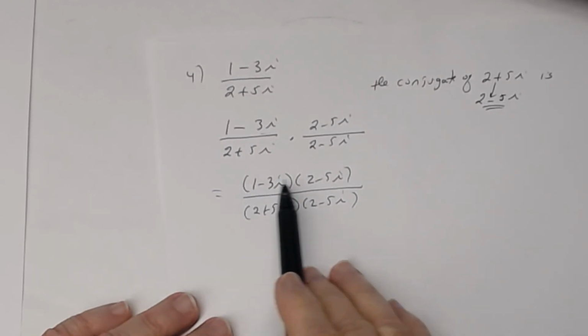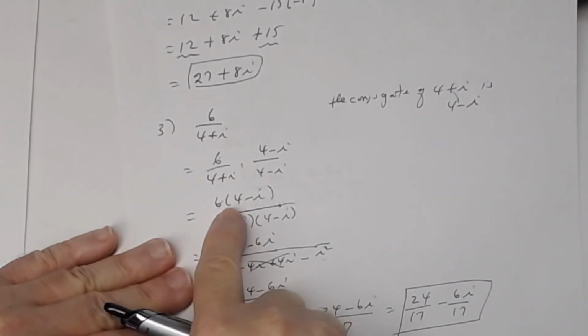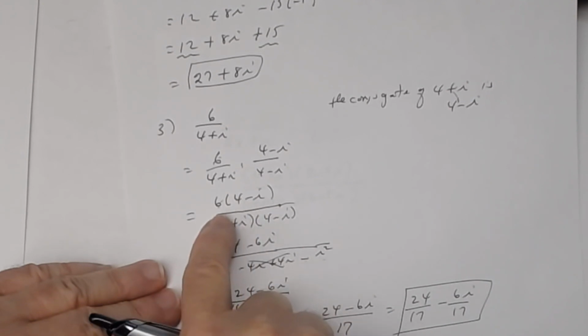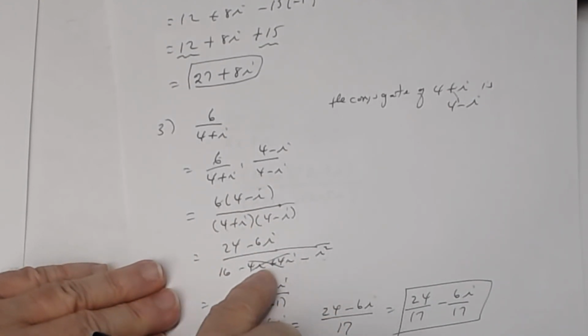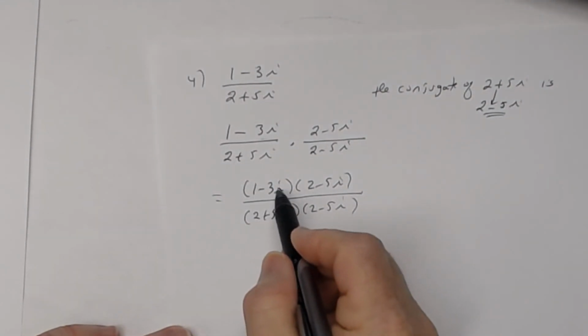Okay? And in both cases, I'm going to have to use the FOIL method. Whereas when we did this one in the numerator, I just had to use the distributive property. But in the denominator, I used FOIL. Okay, so let's go ahead and do that here.